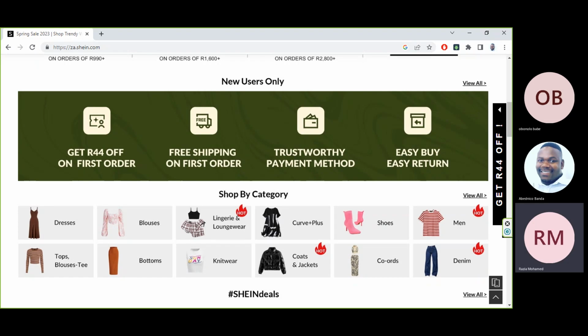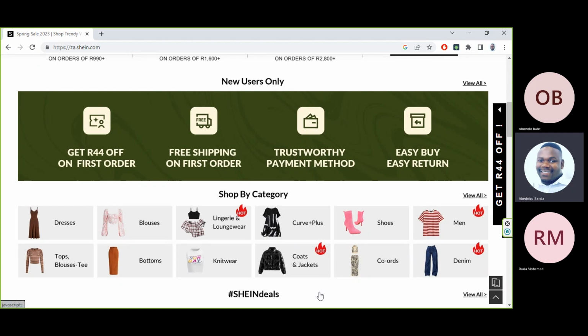I think Shein, because they've got the influencer market, and yeah, their interface is just so much better than Wish as well. So I think in terms of usability of their site, it's more seamless than Wish.